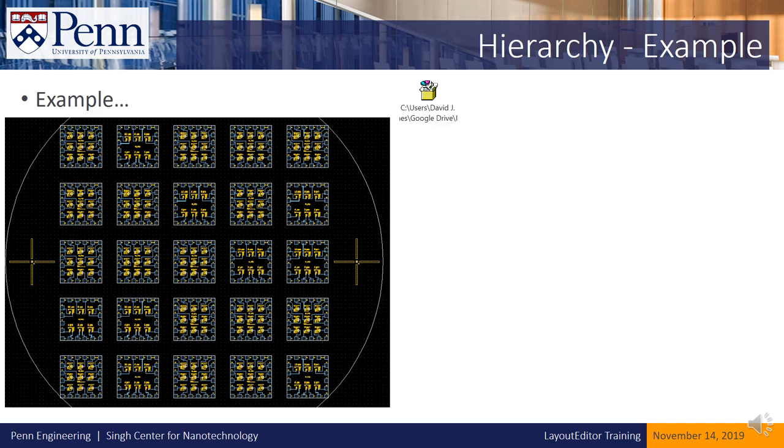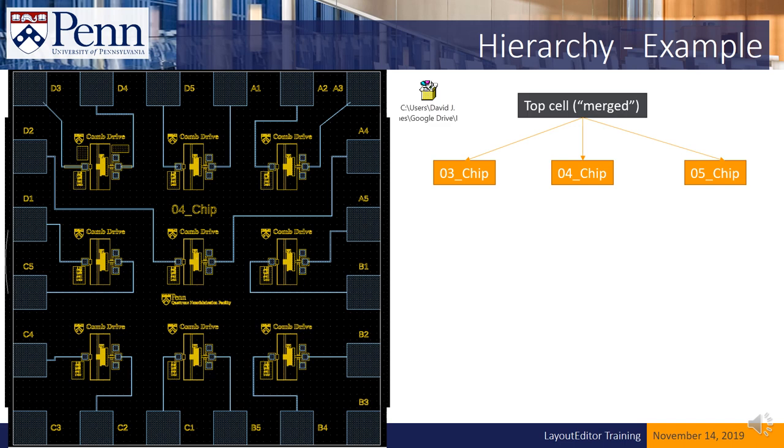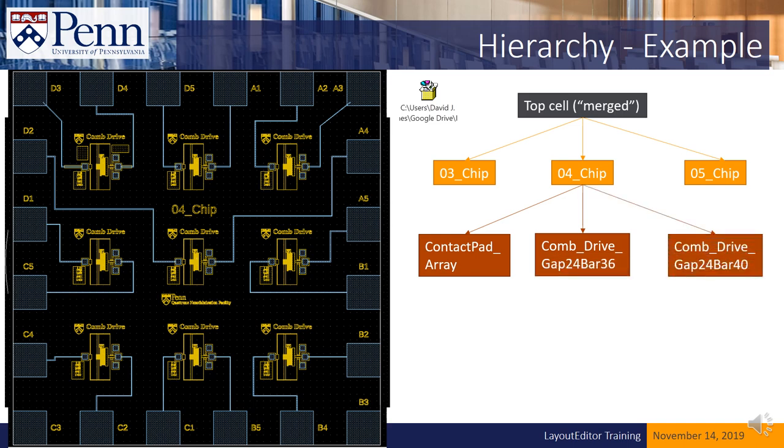This cell that you see here is what we call the top cell, or the merge cell of the design. This contains the final design that we'd like to print onto the mask or the sample. In this case, this cell is made up of a few cells: O3 chip, O4 chip, O5 chip, and some alignment marks at the edges, and so on. Let's take a look at this middle cell called O4 chip. And now this cell is comprised of a few other cells: a contact pad array, a couple of comb drives, and so on.